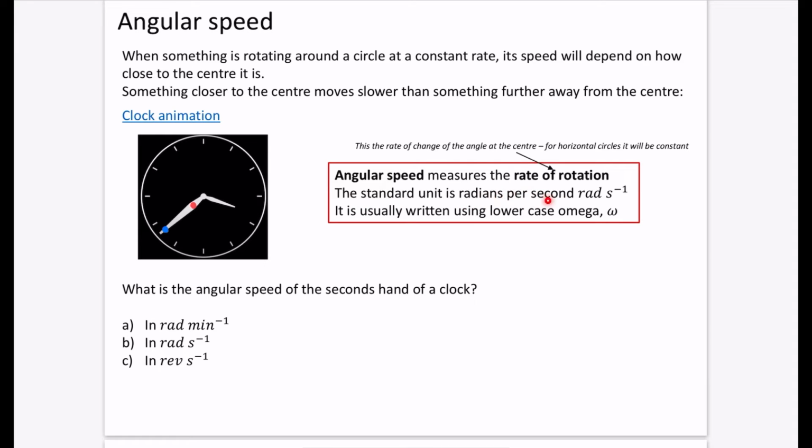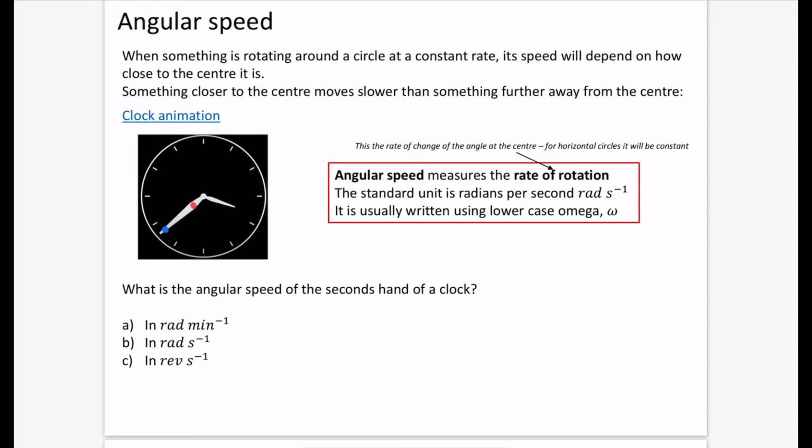So like I mentioned at the beginning, if you haven't learned about radians yet, you probably will quite soon if you're doing further maths because of everything with complex numbers. And we would write it as rad s to the minus 1, radians per second. It is usually written using lowercase omega, which is the last letter of the Greek alphabet. It's the lowercase version, which looks like a W. You'll see me drawing this a lot, but it kind of goes like that. When I draw my W's, they look like this, okay?